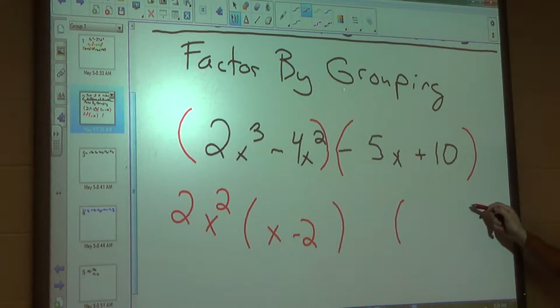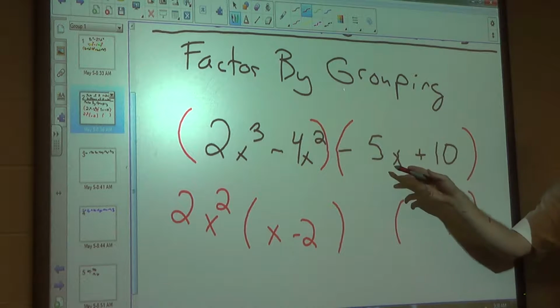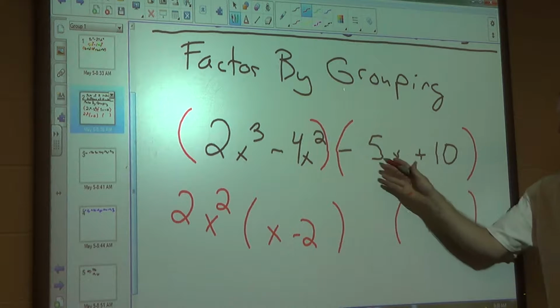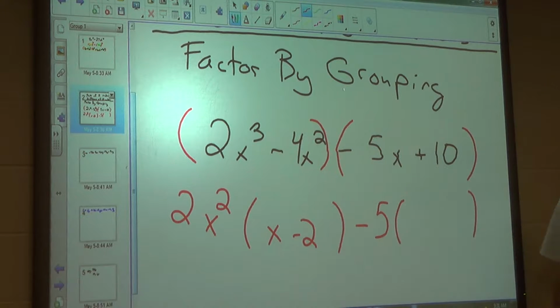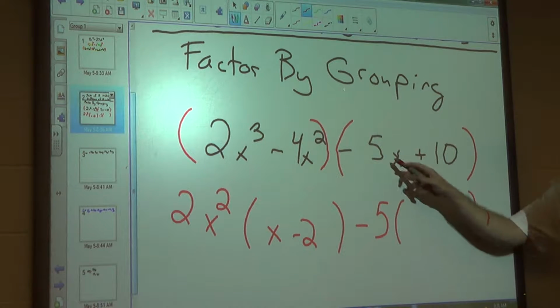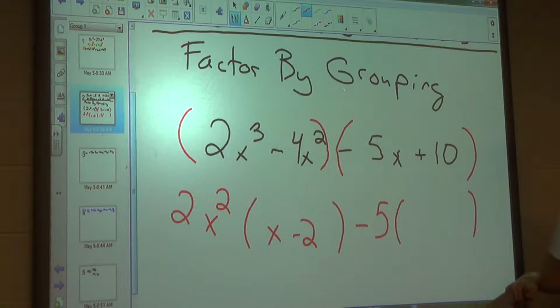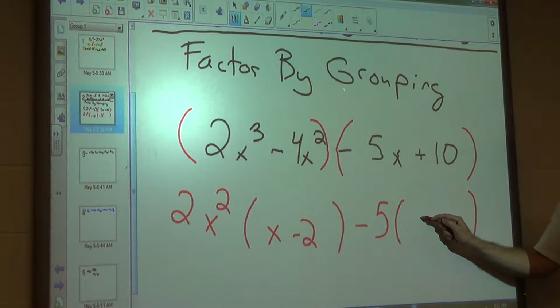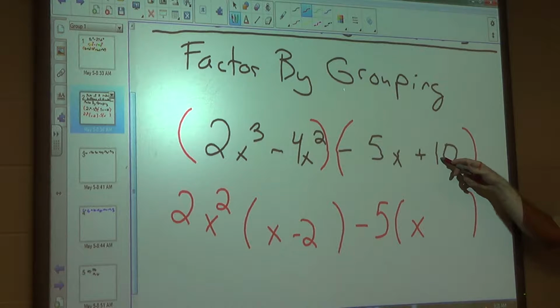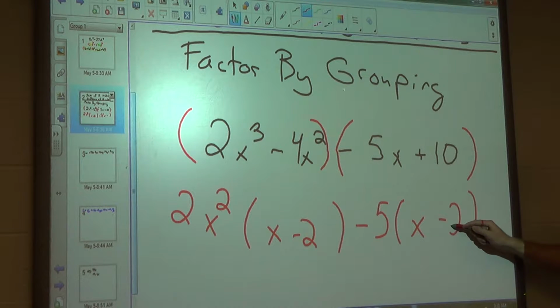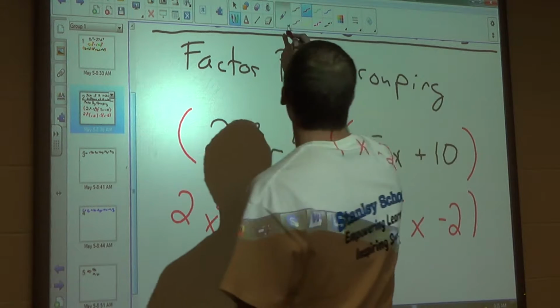What's in common in the second parentheses here? A 5 or a negative 5. And I'm going to take out a negative 5, and I'll show you why here. Negative 5 times what gets me negative 5? 1, and then there's gonna be a what left over? An x. Negative 5 times what gets me negative 2? Okay, what do you guys notice up here? And that's what has to happen every single time. Everything is subtraction.